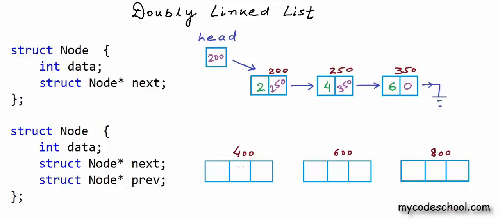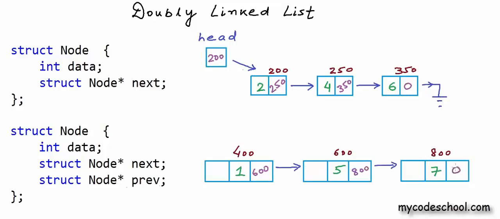Let's say the cell in the middle in each node is to store data. The rightmost cell is, let's say, to store the address of the next node. So for the first node, this field will be 600, which means we have a link like this. For the second node, this field will be 800.